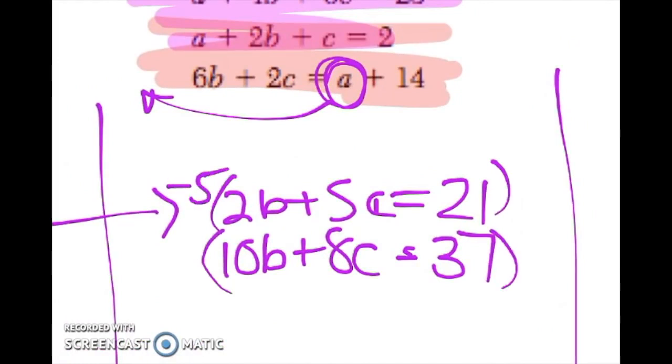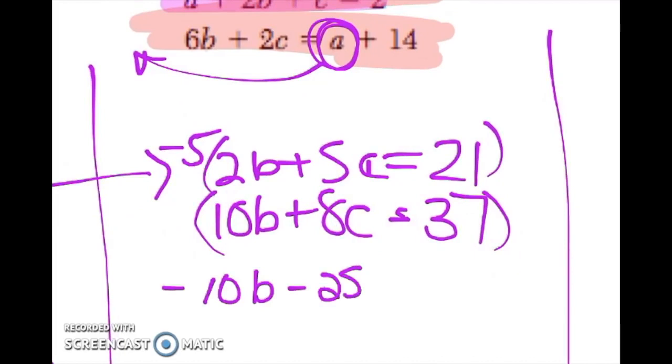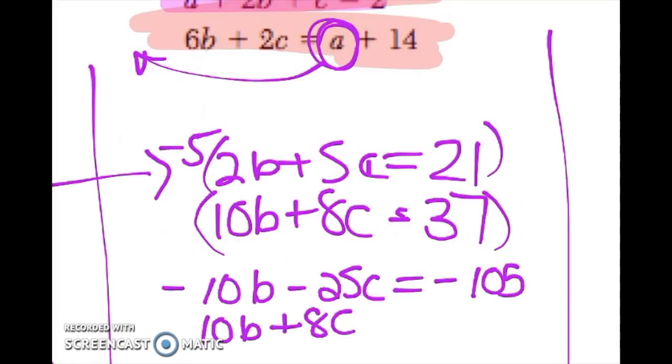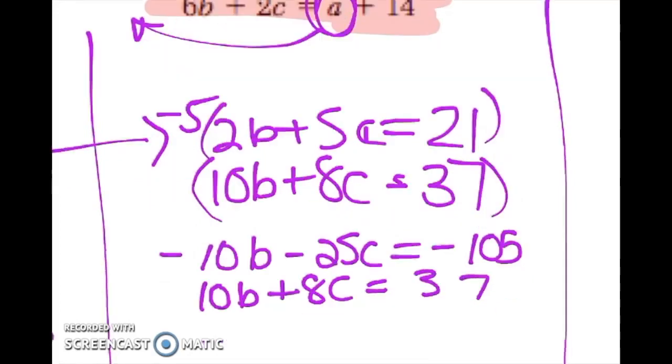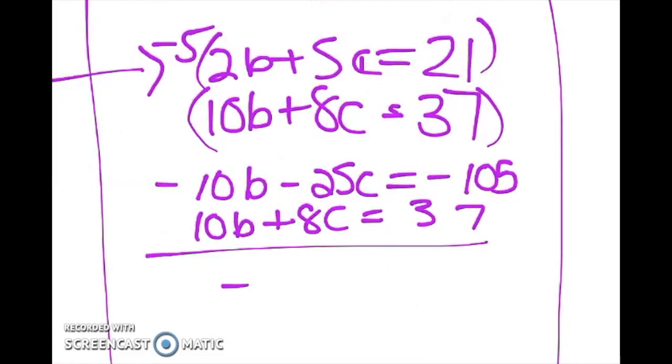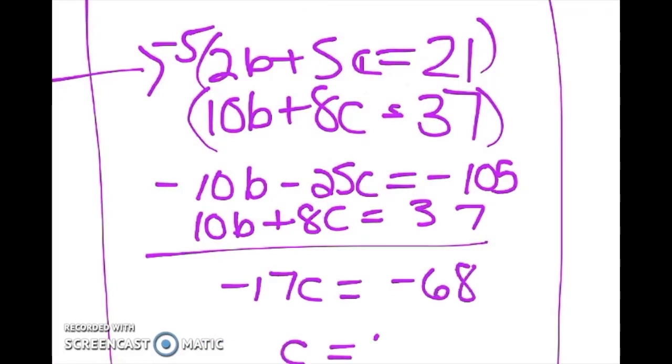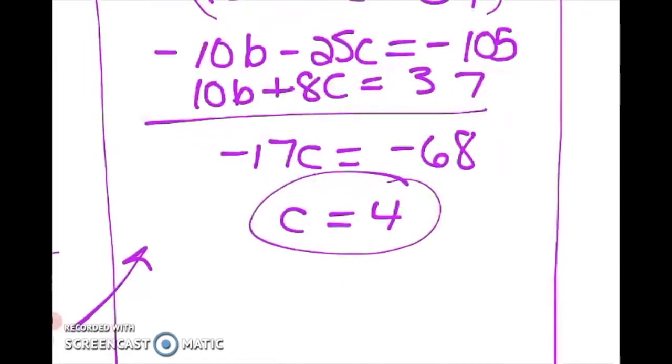I'm going to multiply the first one by -5 to get my b's to cancel. So this will be -10b minus 25c equals -105. And this will be 10b plus 8c equals 37 again. And so adding down those columns, I get -17c equals -68. Divide both sides, so c equals 4.